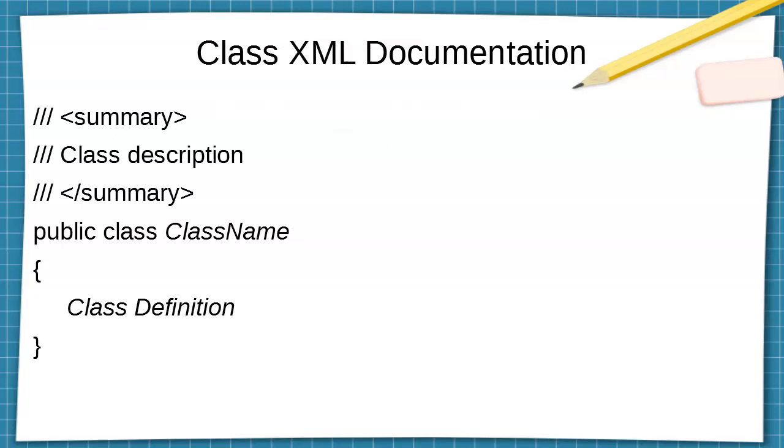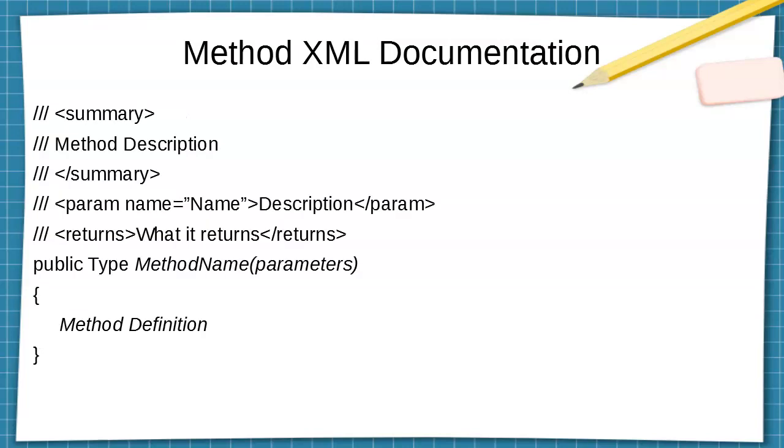So here we're going to look at a basic example of a class XML documentation piece. You can see a class described with a summary in the front, some class description, and then a closed summary tag, and that is all interpreted as part of this XML documentation. Same kind of thing applies for methods. Once again, you have a summary with a method description, but you can also have parameter names, and you can have a return value that explains what the return value means.